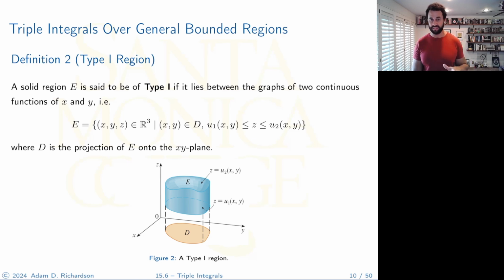So that being said, a type 1 region in R3 is a region E that is bounded by two surfaces in terms of x and y. So that's what you're seeing here. This region E is a type 1 region. Basically it's bounded between two surfaces that are defined as functions of x and y. All right, that's a type 1.